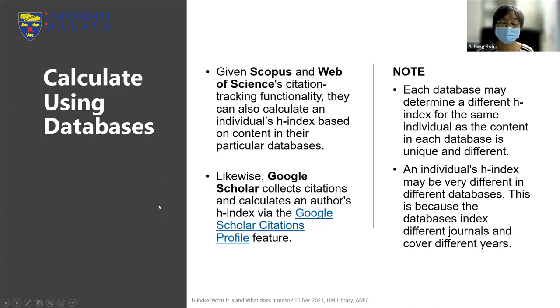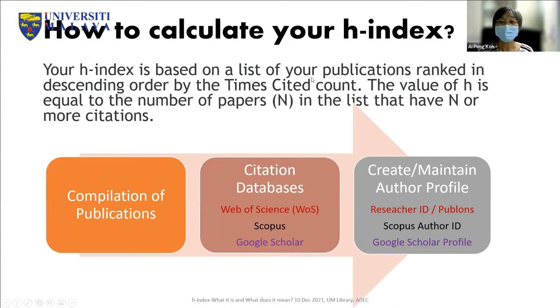Okay, so now we move on. How to calculate your H index? Your H index is based on a list of your publications, which, as I showed you just now, is ranked in descending order by times cited count. The value of the H index is equal to the number of papers in the list that have N or more citations. So what do you need to do in order to calculate your H index?